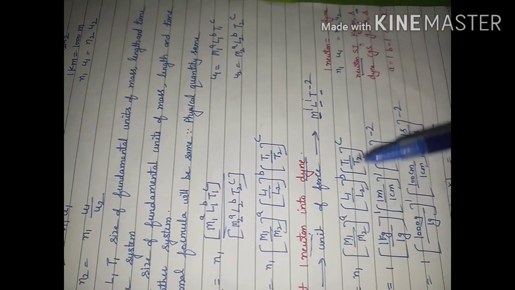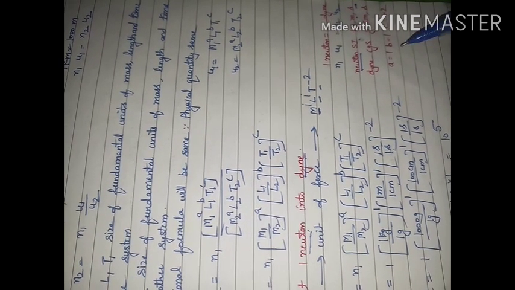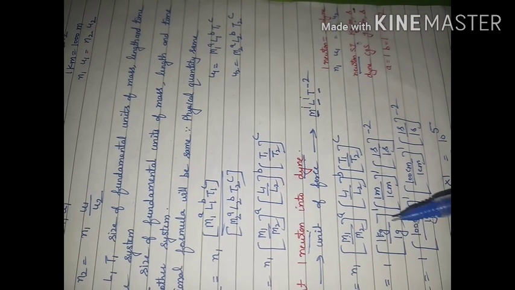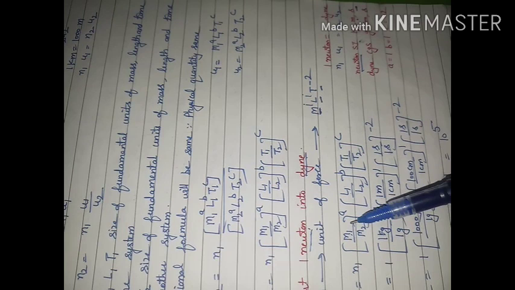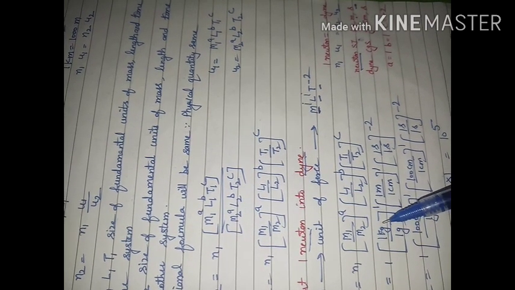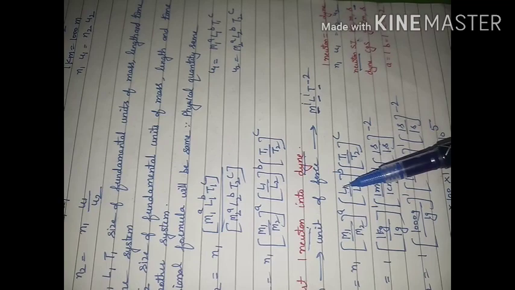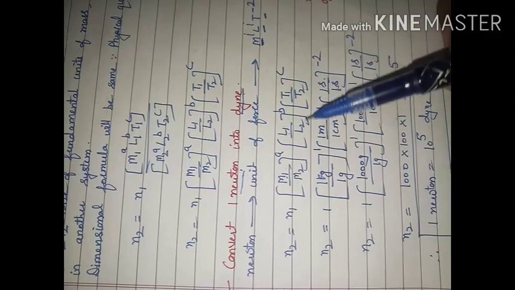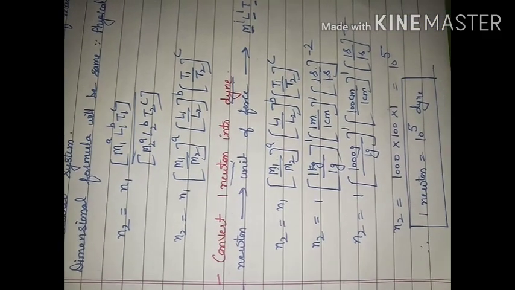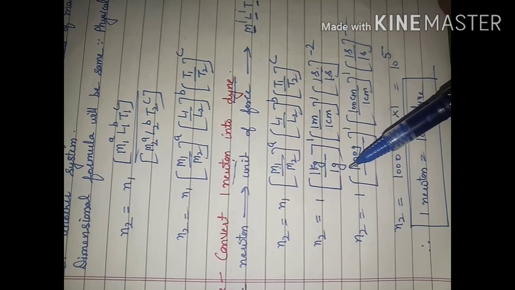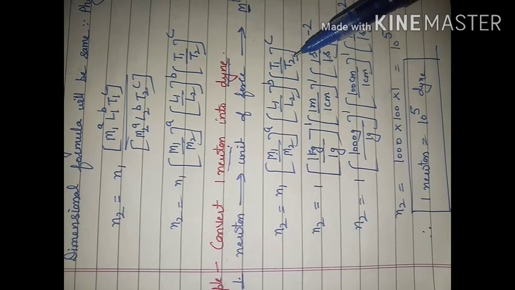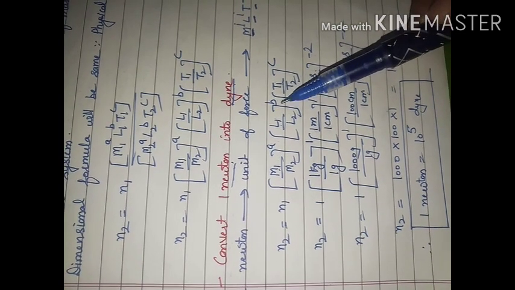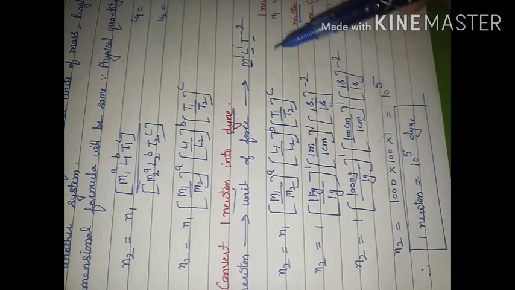So when I will compare this equation with this, A is equal to 1, B is equal to 1, C is equal to -2. So we will replace M1 by its size in SI unit, that is 1 kilogram. This L1 by 1 meter, T1 by 1 second. In denominator, all are in CGS system. So in CGS system, mass will be measured in gram, length will be in centimeter, time will be in second. A was equal to 1, B was equal to 1, C was equal to -2.